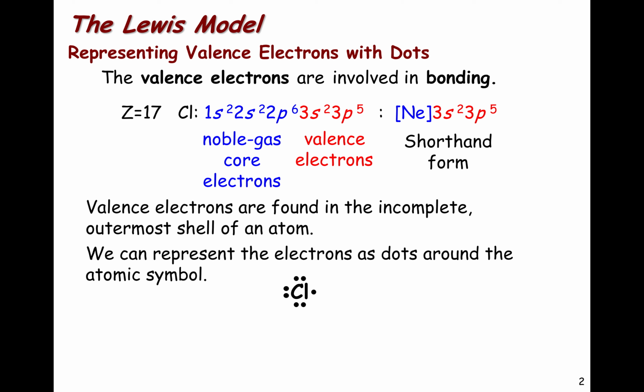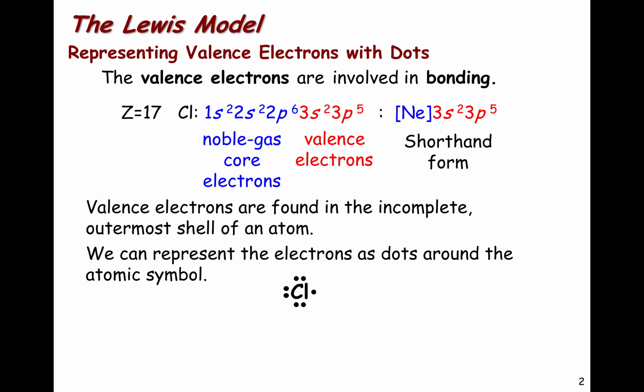In this case, we have a chlorine atom. We have dots that are at the top and the bottom, as well as the left and the right of the atomic symbol. In this case, for a chlorine atom, there are 7 electrons in the valence shell, and so you see here 7 dots surrounding the atomic symbol.